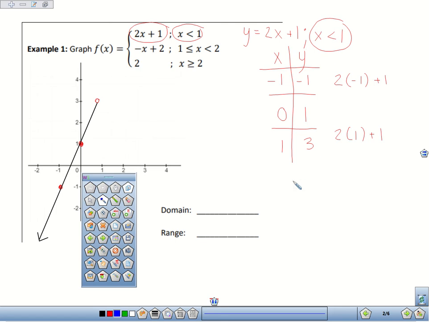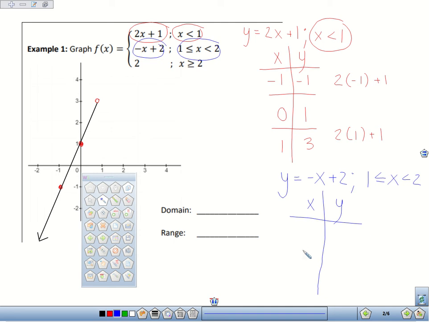So now, for the next one, we're going to look at the next piece of the piecewise function, which is going to be y equals negative x plus 2, and it's restricted from 1 to 2. So I'm going to make a table. Now in this case, we have 2 numbers in the restriction, so you need to make sure both those numbers are included. In this case, 1 to 2, we're only going to have to include 1 and 2 because there's no values between that to include.